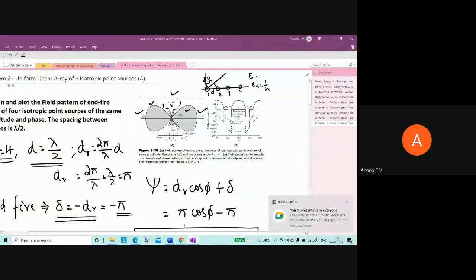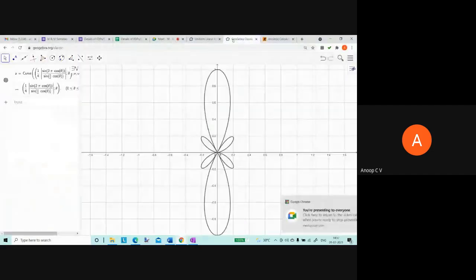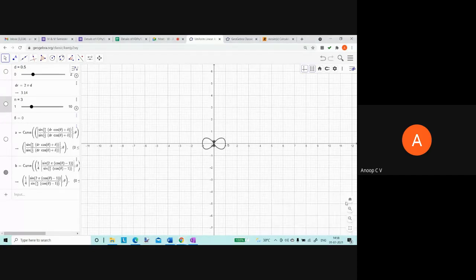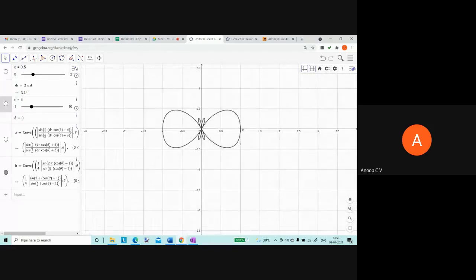So again, I can show you the simulation for this. So this is the second case which you have solved. We are getting maxima along 0 and 180 and nulls along 60, 90, 120, minus 120, minus 90 and minus 60. So we don't want to find out half power points and all those things. That is not required.